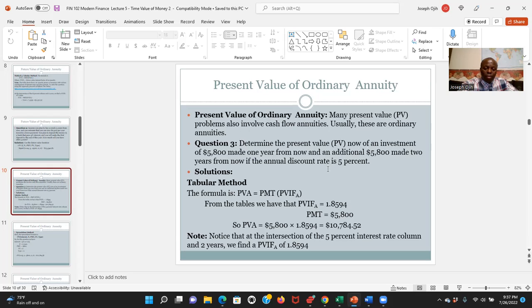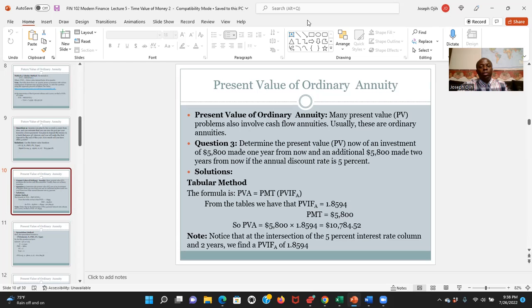So for 2 years, you made this investment. So the formula, if you're using the table, is payment times the present value interest factor for the annuity. This part you get from the table, at the intersection of 5% and 2 years. Because the present value is for an investment of $5,800 made 1 year from now, and an additional $5,800 made 2 years from now. So 2 years investment, if the annual interest rate is 5%. So from the table, the payment PMT is 5,800. Now from the table, we get the present value interest factor for 2 years under 5%.